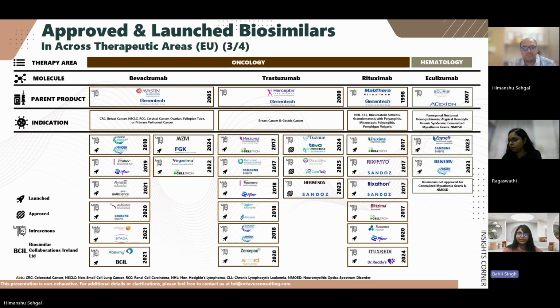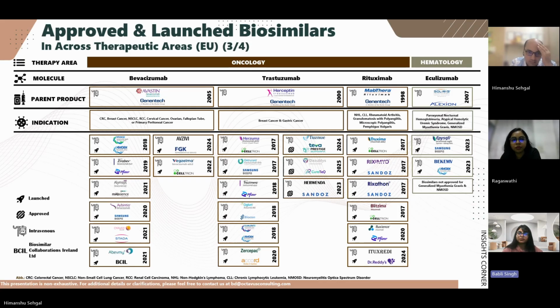Then moving to trastuzumab, here also 9 biosimilars have been approved, of which 6 have been launched and 3 have been approved only. They are all approved for the same indications as the reference biologic. So moving to rituximab, MabThera, originated by Genentech, the original product of Genentech, which was approved in 1998.